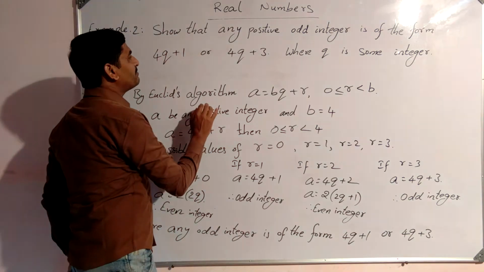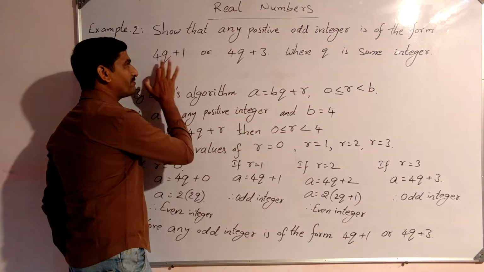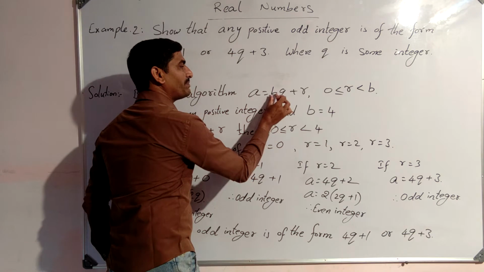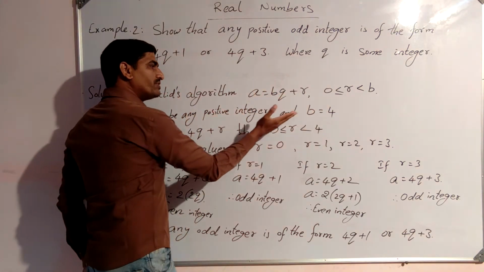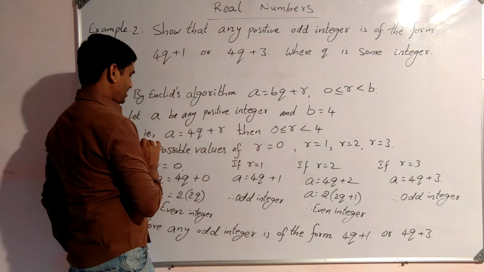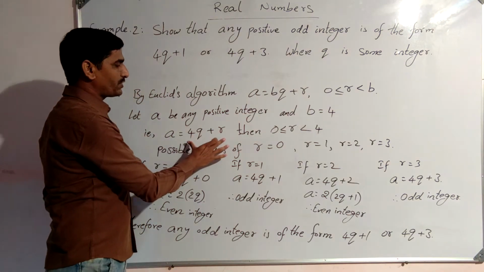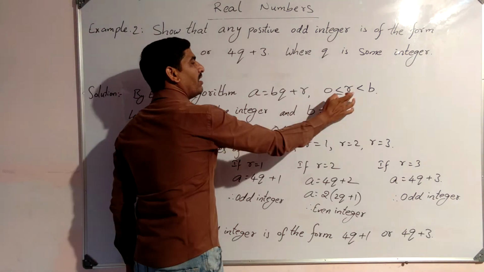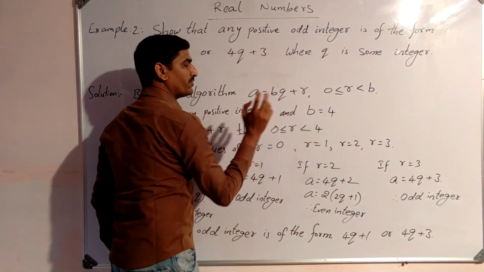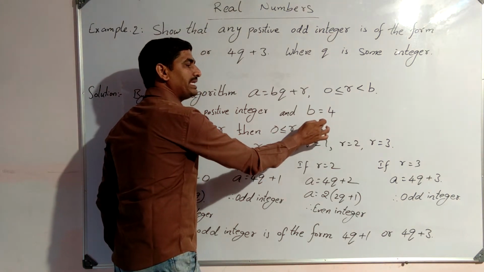Now here, we have to take a as any positive integer. In the place of b, we are taking 4. With b as 4, the condition becomes a equals 4q plus r. Then r lies between 0 and 4, because r lies between 0 and b, and b is here 4.